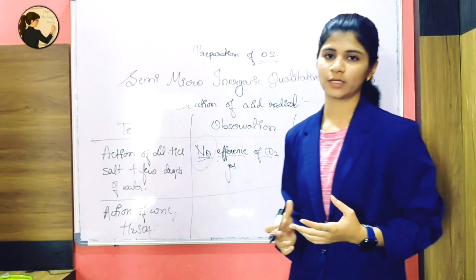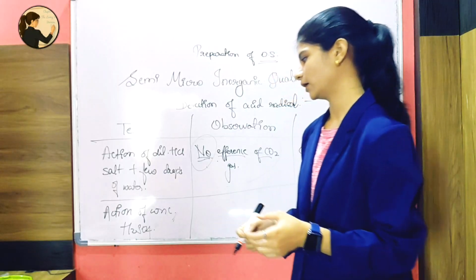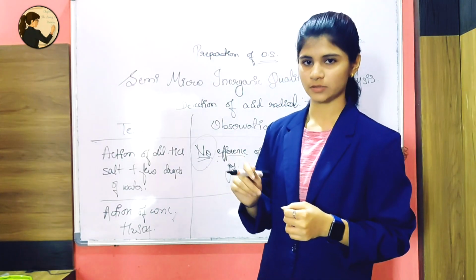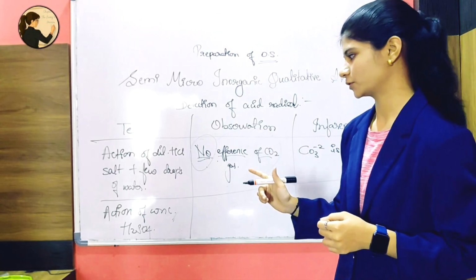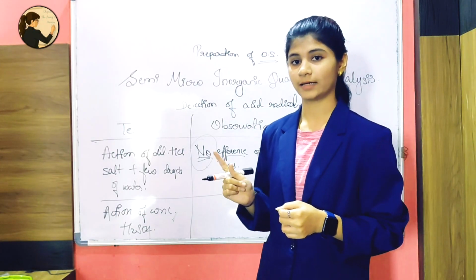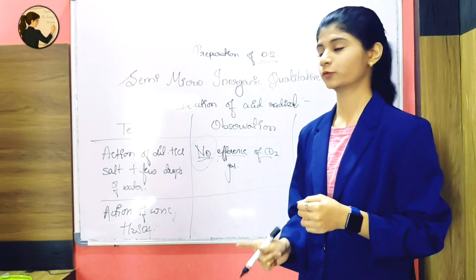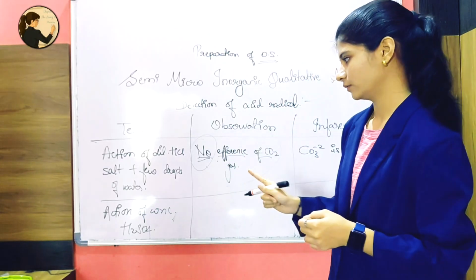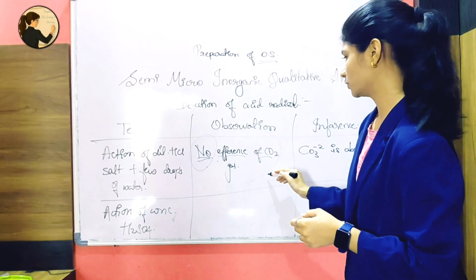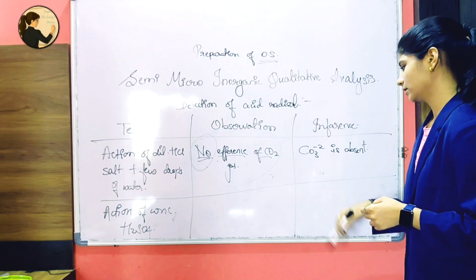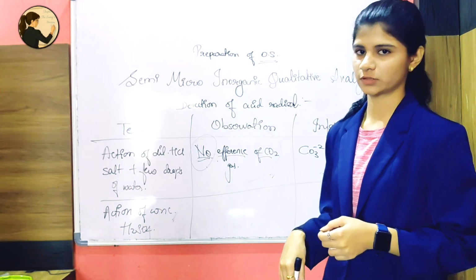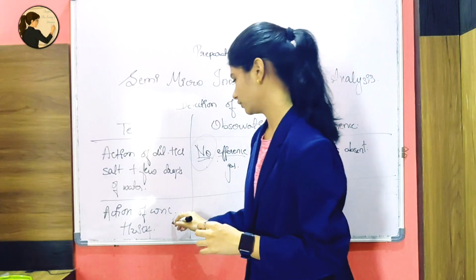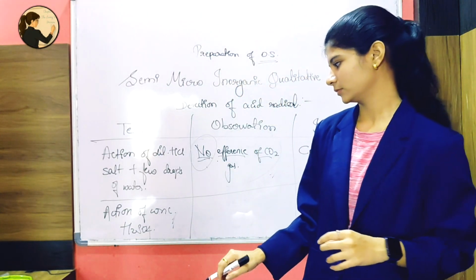If you want to be fast in doing the experiment, then what you have to do is take a test tube, put one spoon of salt in it, and before adding some drops of water, first you will add diluted HCl, then you will add water. So it was no effervescence of CO2 gas and CO3 minus 2 was absent. So in that test tube only, what will you do? Action of concentrated acid.